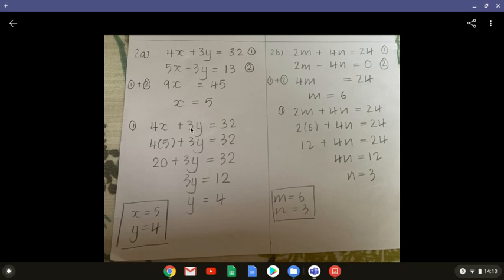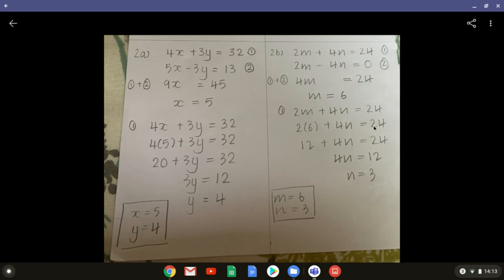And let's go back and check. X is 5, 5 5s are 25, minus 3y. Well, y is 4, so 3 4s are 12. So we have 25 minus 12. And as that equals 13, because 25 minus 12 is indeed 13, we know we've done it right.